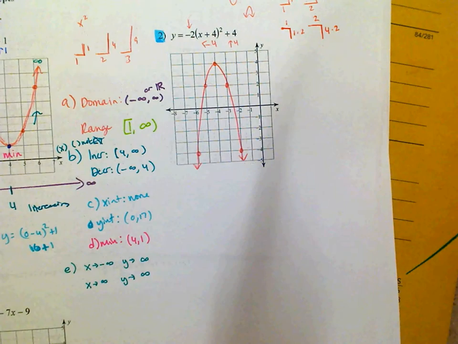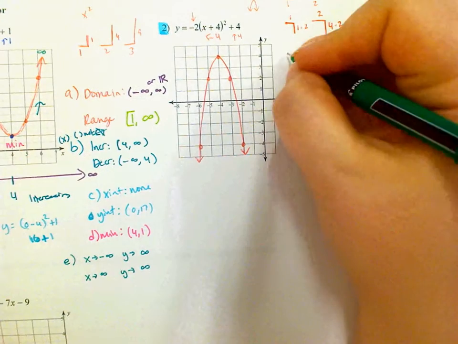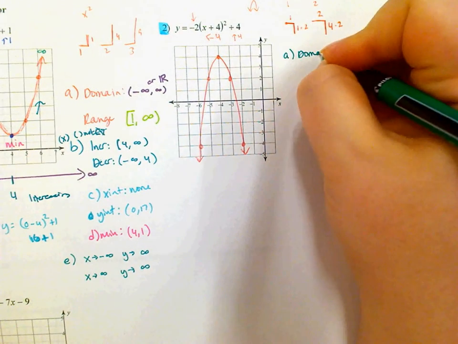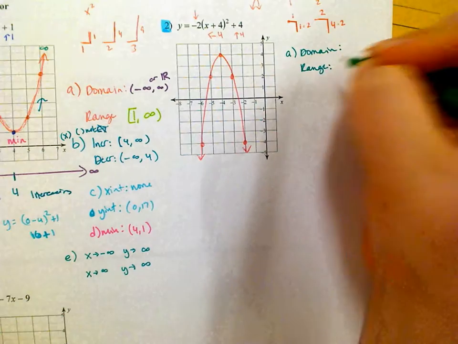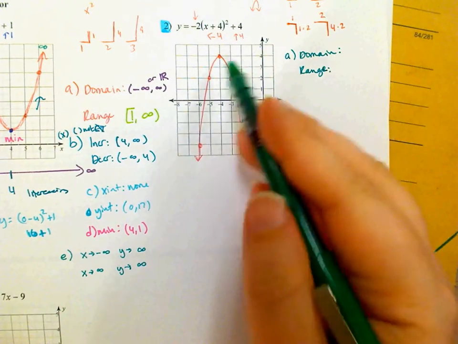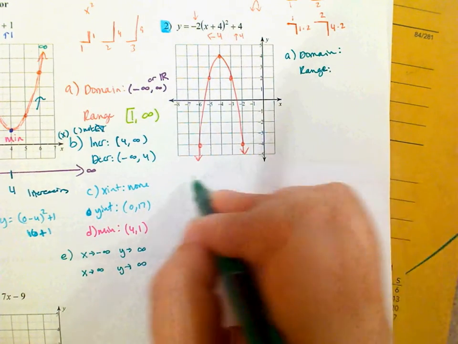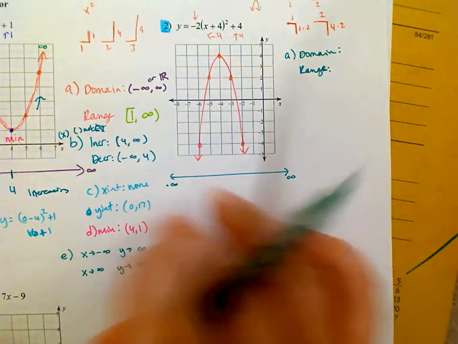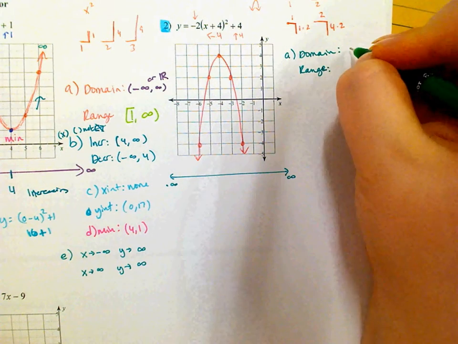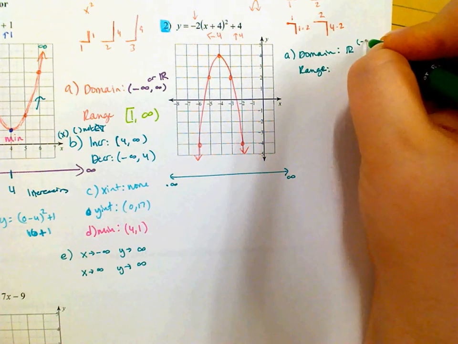Domain and range. So domain is left and right, and this function goes all the way left and all the way to the right. So on the x-axis we've got negative infinity and positive infinity, and it goes both ways. So that is all real numbers or negative infinity to positive infinity.